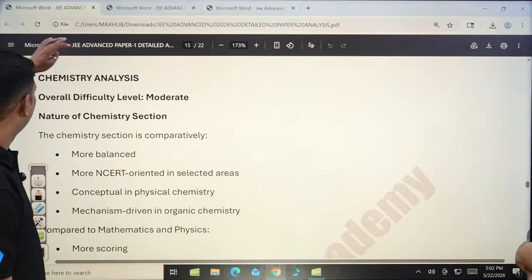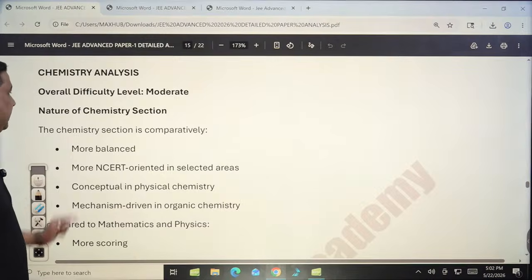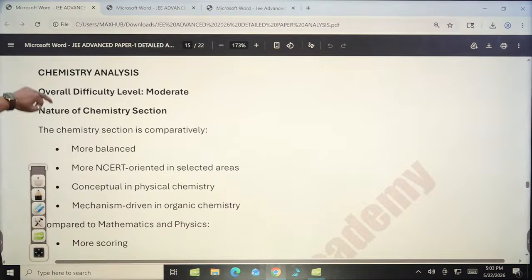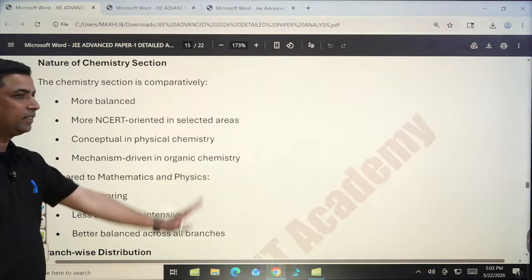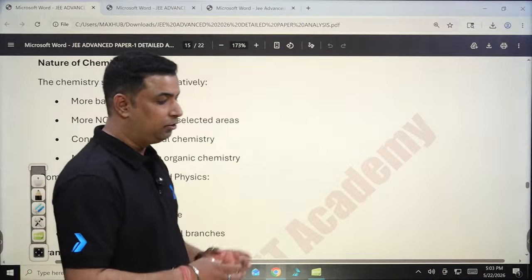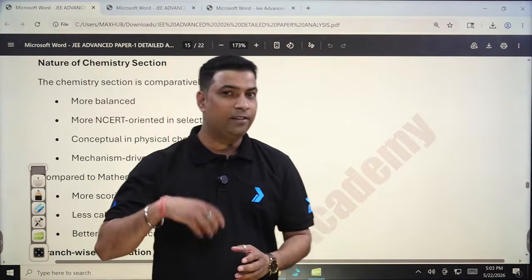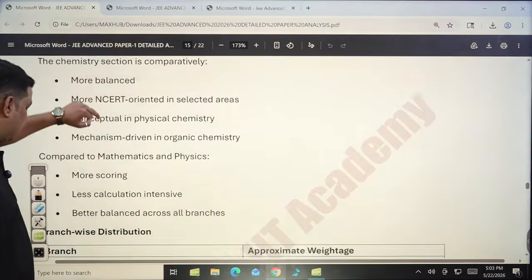So in chemistry, the overall difficulty was moderate. The nature of the chemistry section was that the question paper was more balanced and more NCERT oriented, with selected areas. They have asked multiple reactions. If some new reagents were introduced, they have given their functions in the paper itself, so that you can solve those questions easily.